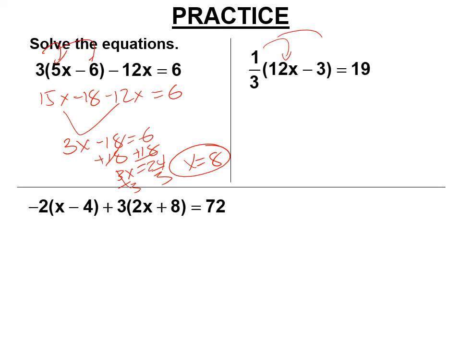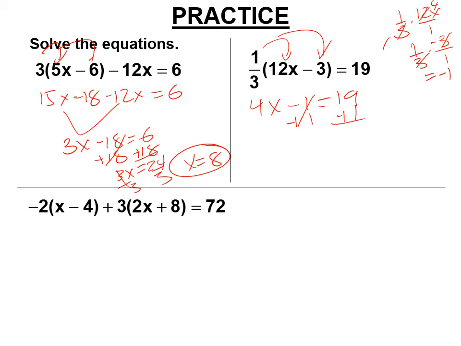Here we're distributing the 1/3. 1/3 times 12x is 4x. 1/3 times negative 3, negative 1. There's our two-step. Add 1 to both sides. 4x equals 20. Divide by 4. X equals 5.